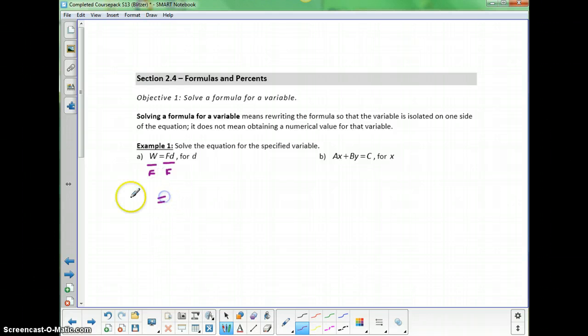So that's going to leave us with W divided by F, which can't be simplified because they're two different letters, equals D. So we've solved that formula for D. Okay, let's look at the next formula.